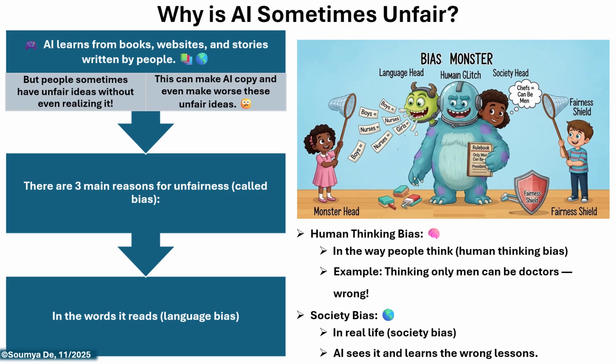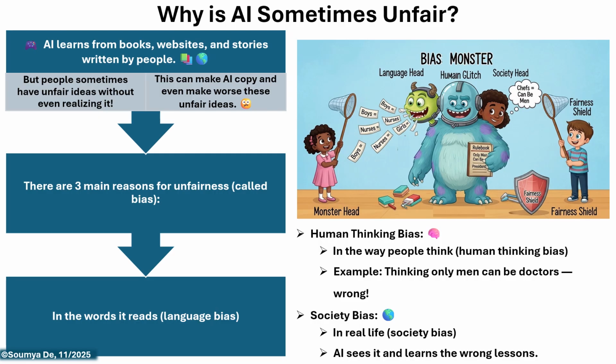All right, justice warriors, let's talk about AI's unfairness problem. Spoiler, it's not the robot's fault. It's because AI learns from us, and we aren't always fair. Imagine AI is a sponge, soaking up everything from the books, websites, and movies. If those things say boys are good at math, girls are good at art, wrong. Only dads can be doctors, wrong. Heroes are always tall and muscular, wrong. The AI believes it and repeats it.